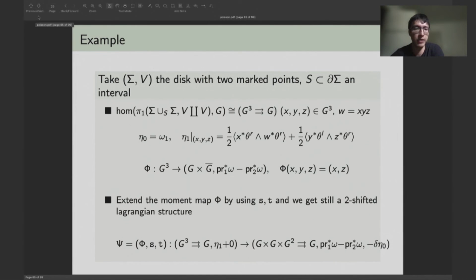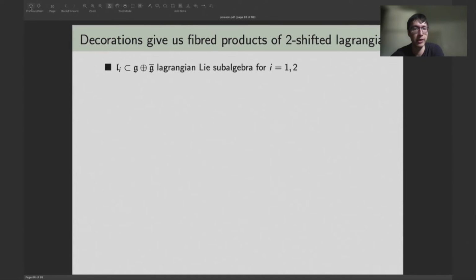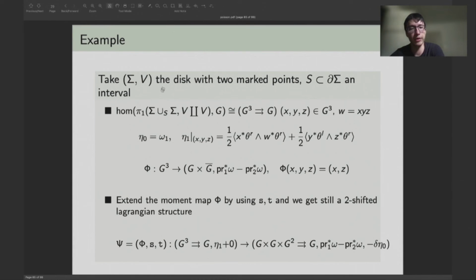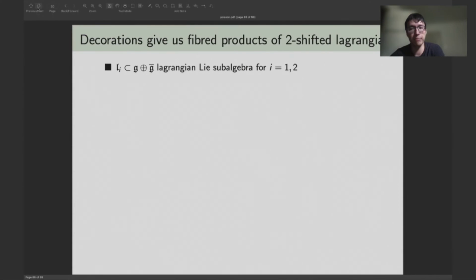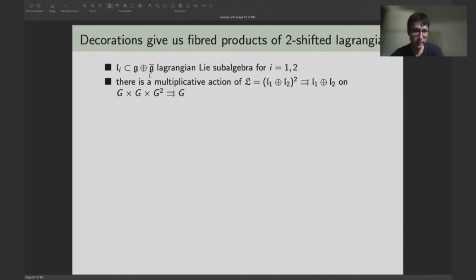So this observation is useful because now we can decorate the surface. Let's stay in this case of the disk with two marked points. Take two Lagrangian subalgebras of this G plus G. So we can produce a Lie algebra, which is just the pair groupoid on this direct sum, L1 plus L2. And this Lie algebra acts on this groupoid, which is the product of G cross G cross the pair groupoid of G.